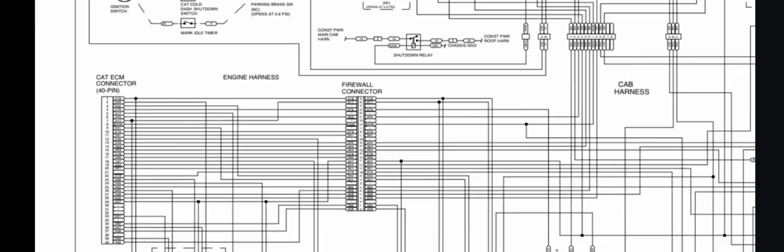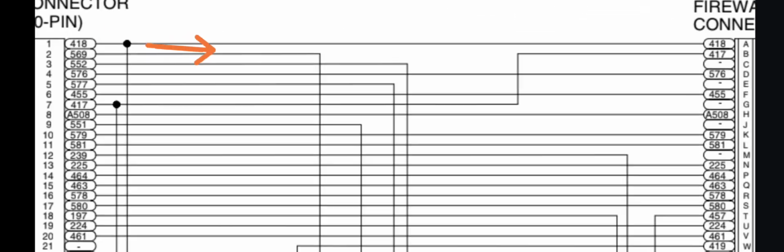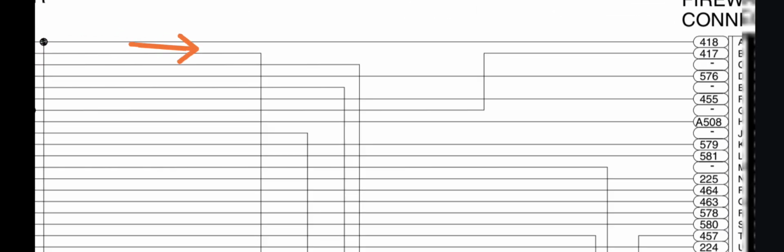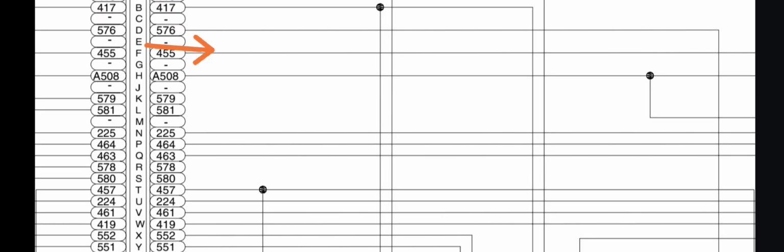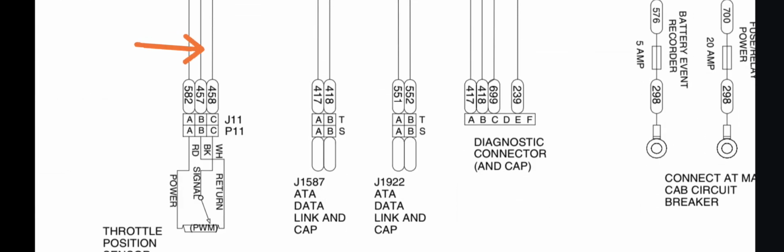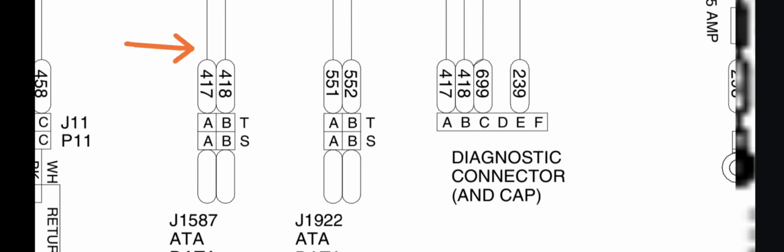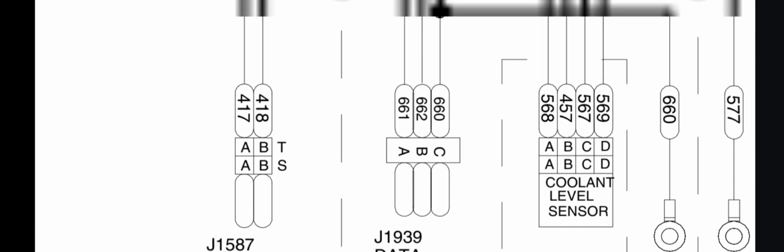If we follow the pin with wire number 418, it goes to the firewall connector pin A, then out from pin A and on to the diagnostic connector. You will also find 239. For example, if we find pin 239 on the ECM 40-pin connector, this is one of the diagnostic connector pins.